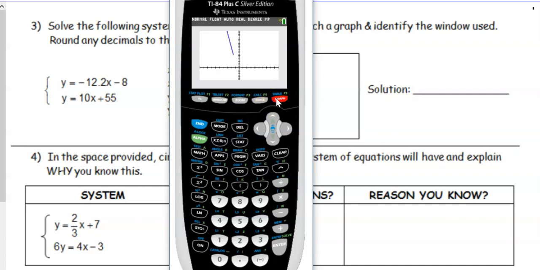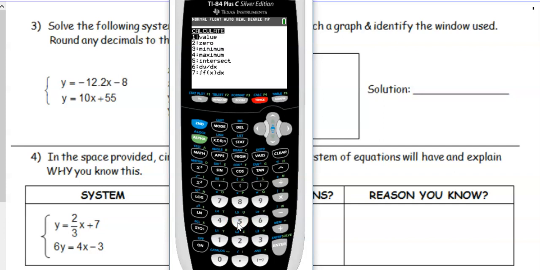And I'm just going to see if the point of intersection shows up. If not, I'm going to keep moving my y max higher. Ooh, and I barely got it. So it looks like it's right up there at the top. Okay, so we need to find this point of intersection. In order to do that, we're going to push second, and then I'm going to hit calc, which is the trace button here. And you guessed it, we're going to do number 5.